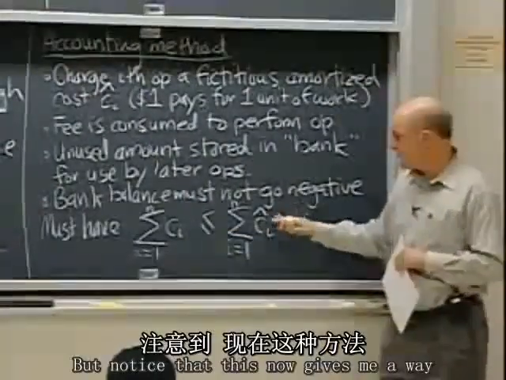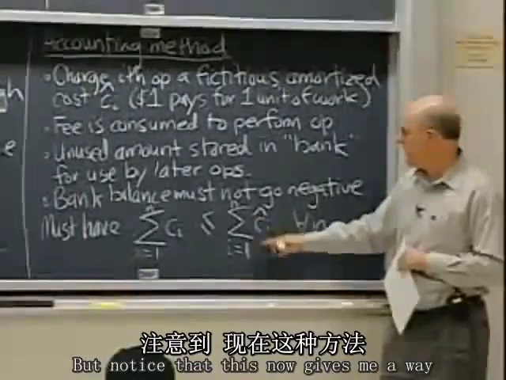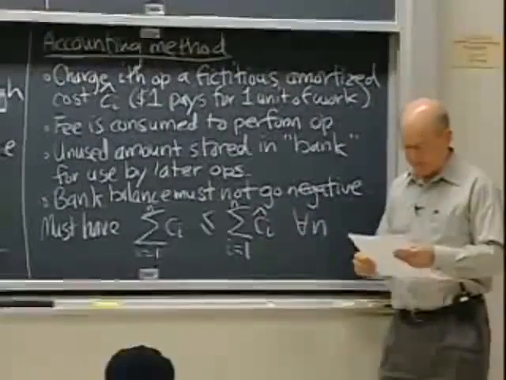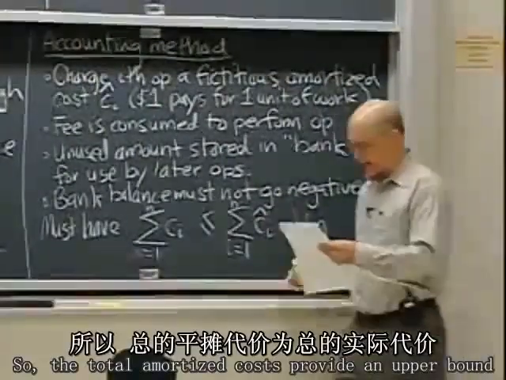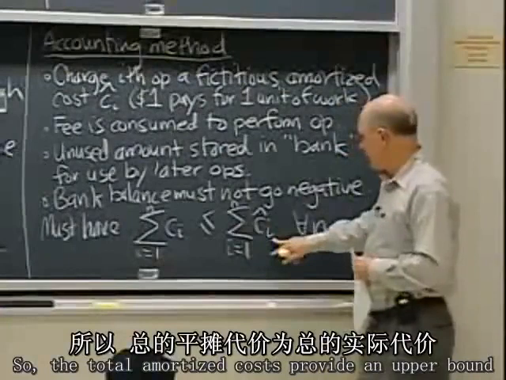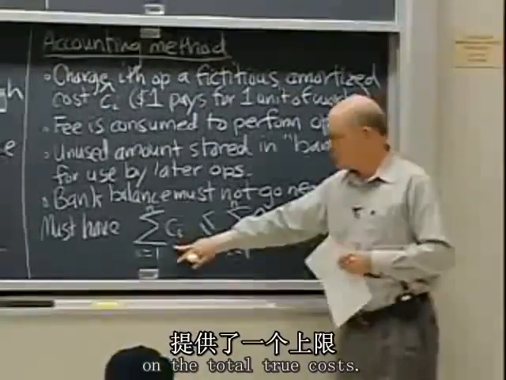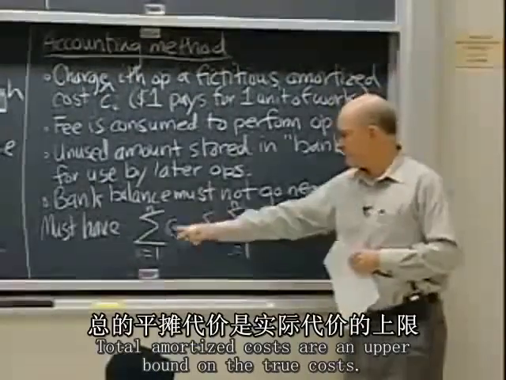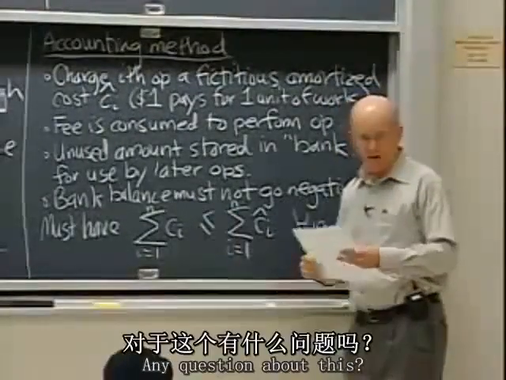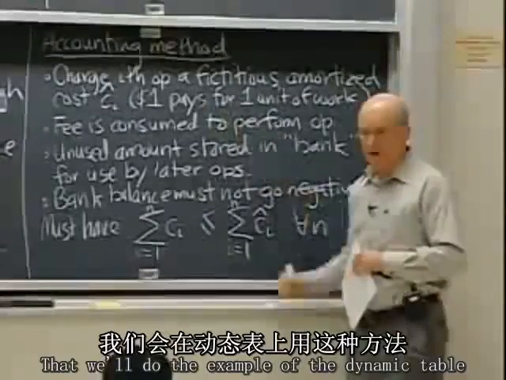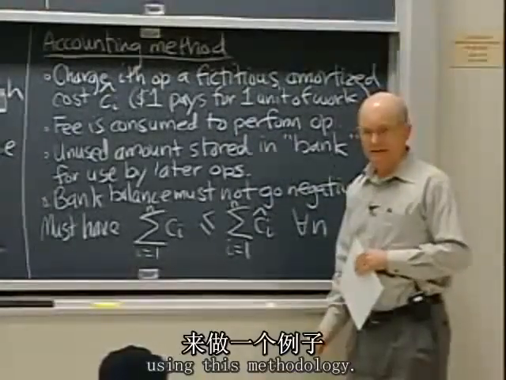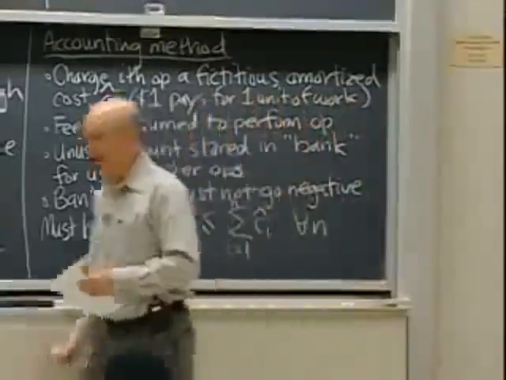But notice that this now gives me a way of charging a particular operation a certain amount. So the total amortized costs provide an upper bound on the total true costs. Okay? Total amortized costs are an upper bound on the true costs. Any question about this? Then we'll do the example of the dynamic table using this methodology.